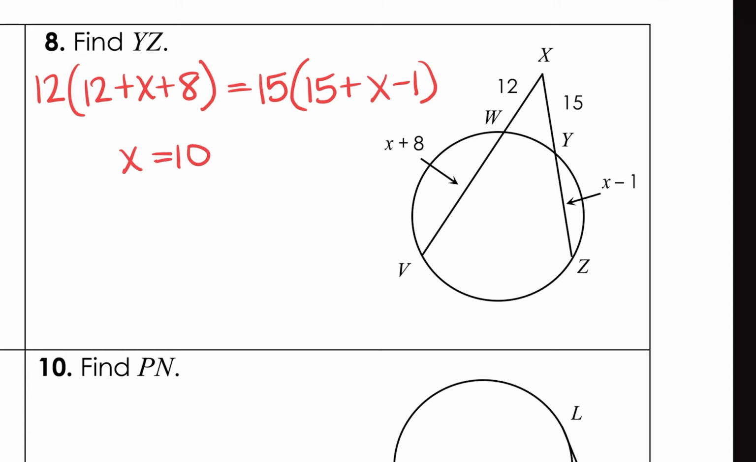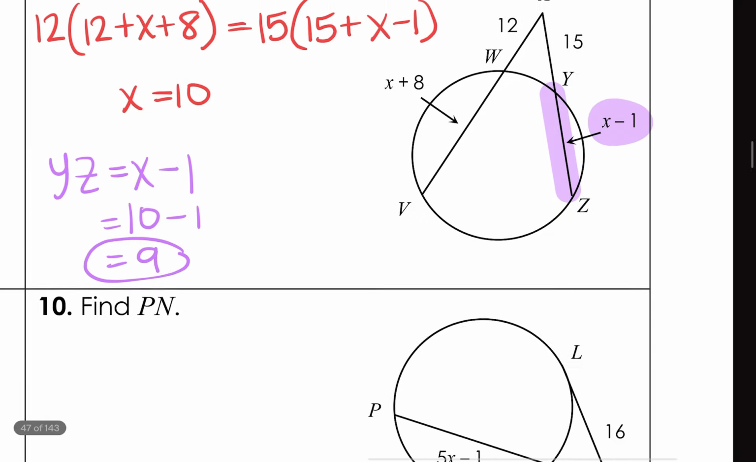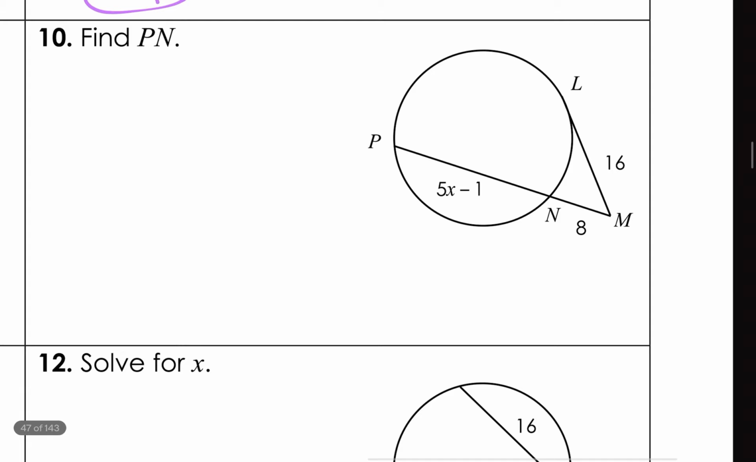Go ahead and perform the algebra on your own. You're going to get that x is equal to 10. We are trying to find YZ, which is this portion here. So I only need to substitute into this expression. So YZ would equal x minus 1. So that's 10 minus 1, which is 9.